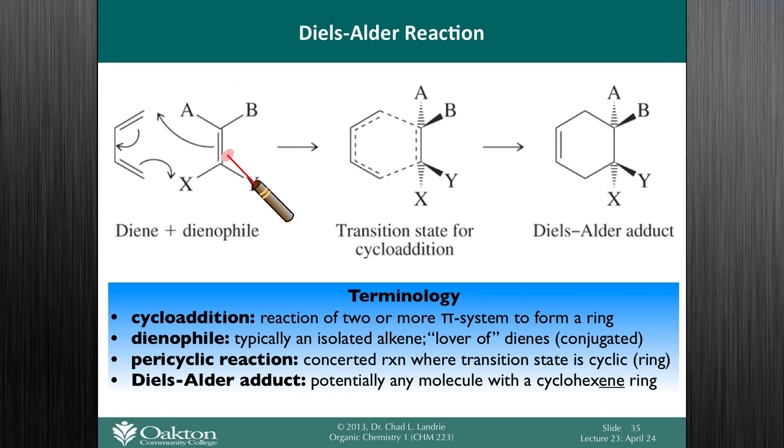If we draw the transition state, it looks like this. And unlike most of the transition states we've seen already, this one is nonpolar. There's no partial positive or negative charges. Here we can see that the two sigma bonds are being formed at the same time. And since I'm combining four carbons with two, I get a six-membered ring. Here's the new pi bond that I've created, and I call this a Diels-Alder adduct. Any cyclohexene ring, then, is a potential product of a Diels-Alder reaction.